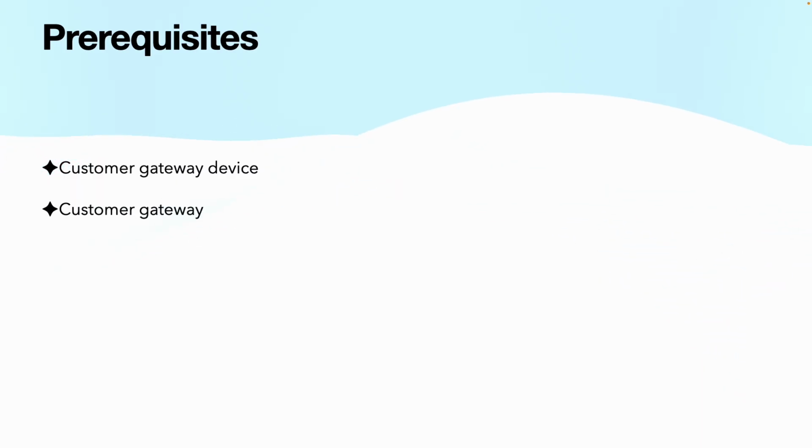Next, customer gateway. This is the logical device that we create on AWS side for the customer gateway device. To create the customer gateway resource in AWS, you need the internet routable IP address for the device's external interface. That's the public IP for the customer gateway device. And we need the type of the routing. It could be either static or dynamic. In this demo, I will show you how to create AWS site-to-site VPN using static routing.